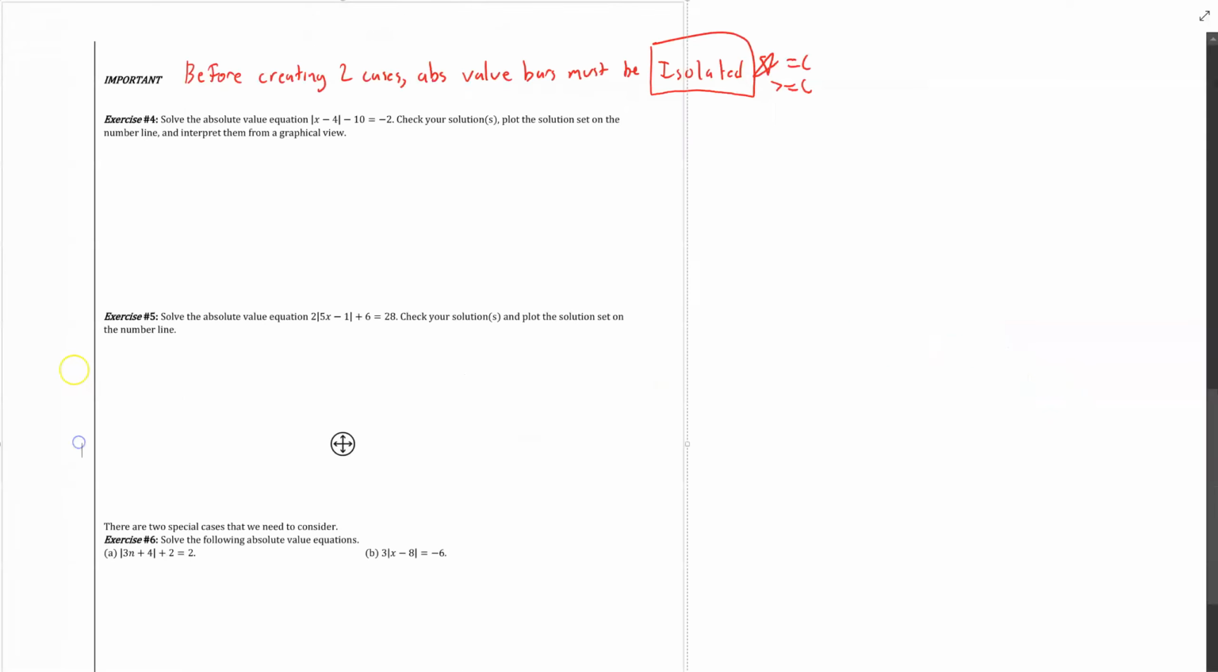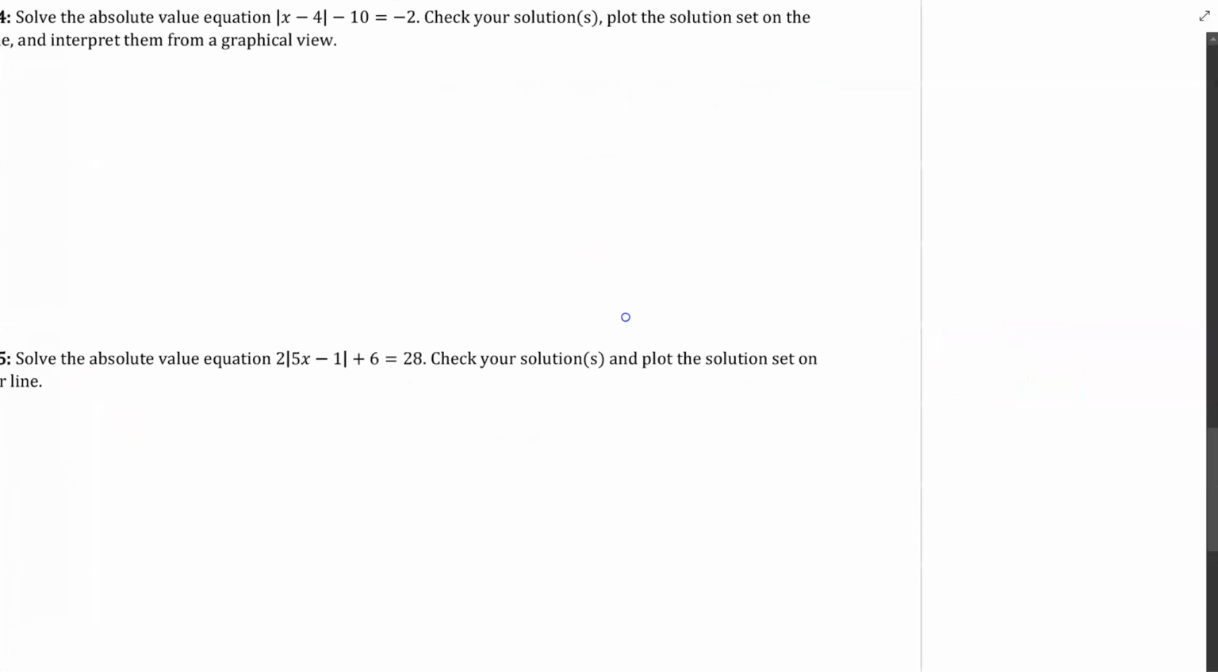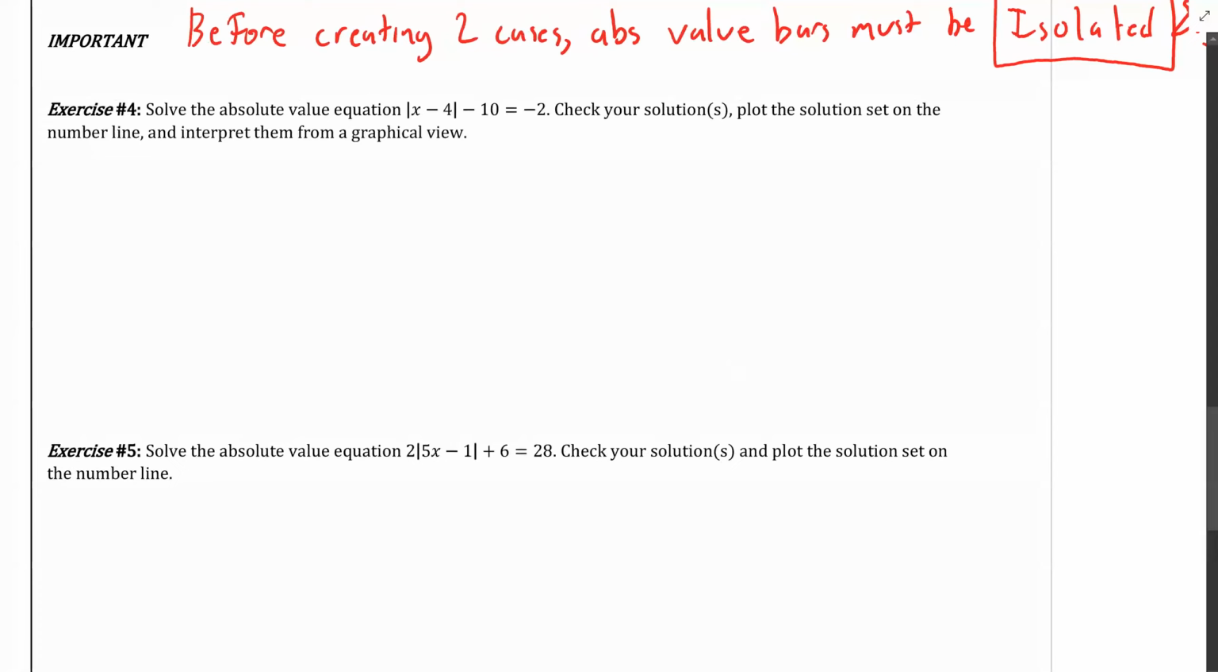So what do I mean by that? Well, in exercise 4, we have the absolute value equation: the absolute value of x minus 4, minus 10 equals negative 2. Up above, I just told you that before we split it into the two potential cases, the absolute value bars must be by themselves. So here's my absolute value expression, and notice that there is this negative 10 on the left-hand side. Before we split the equation up, we need to get rid of that negative 10. So what we'll do is add 10 to both sides first.